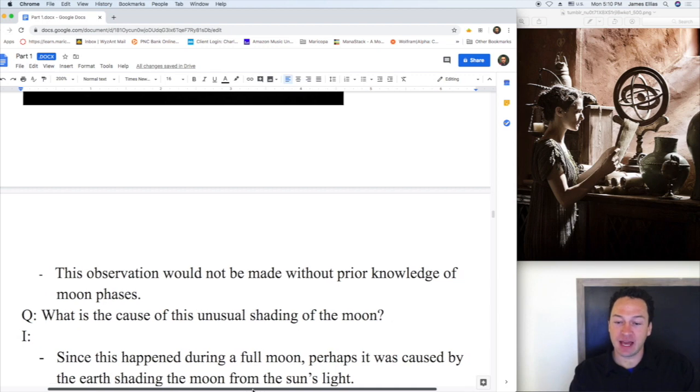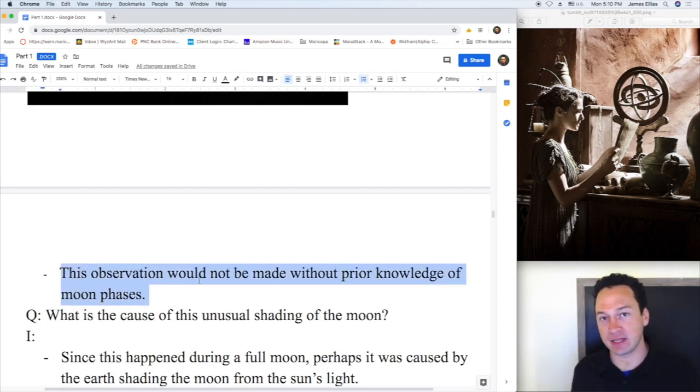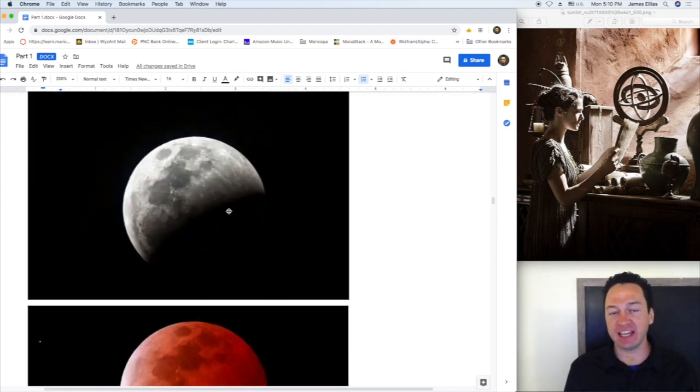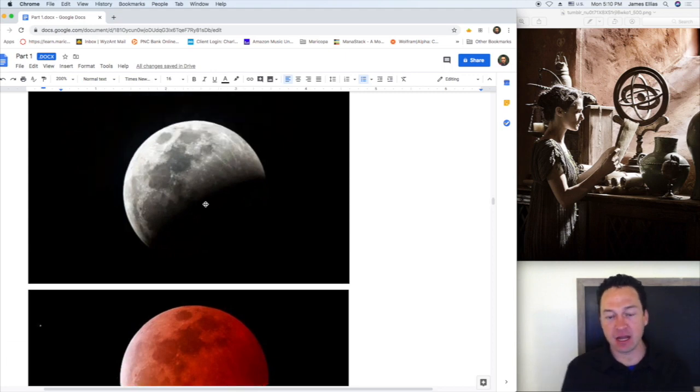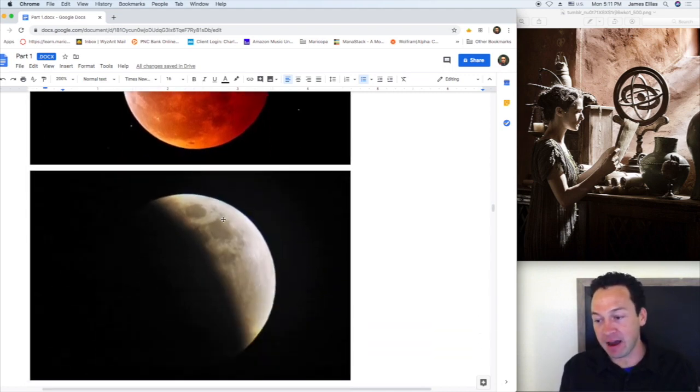Before we talk about what is going on, I'm going to point out that this observation would not be possible if it weren't for our prior knowledge of the moon's phases. If we didn't already know that the moon goes in a certain pattern, we never would have noticed that anything was different. This red thing would have been noticed, but not this particular shading that led to it. People would just have noticed the moon was red at some point, gotten scared, and that would be it.